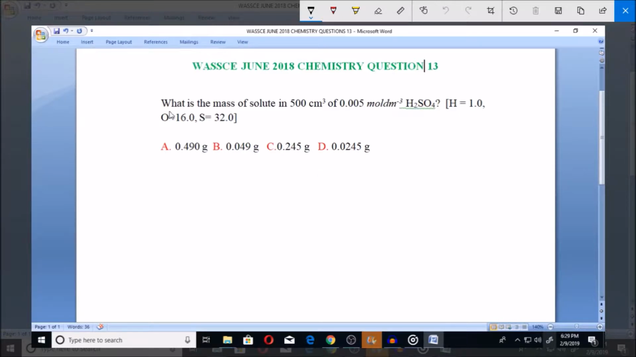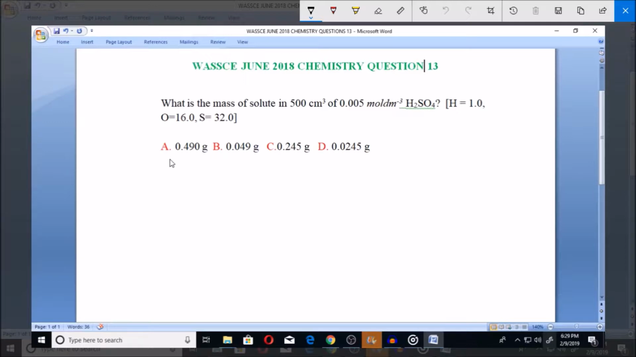And the question goes, what is the mass of solute in 500 cm³ of 0.005 mole per dm³ H2SO4, given that H is equal to 1.0, O is equal to 16.0, and S is equal to 32.0.